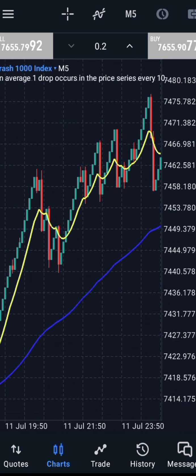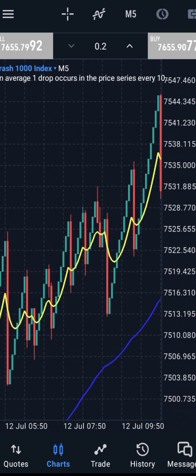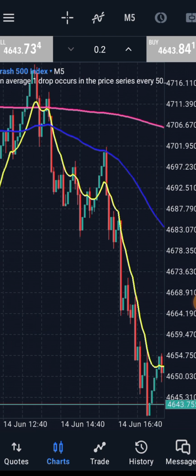Buy when your market hits below it. That is how I use this thing all the time, and I've been making money. Now, the same thing applies to the downtrend. The same thing applies.